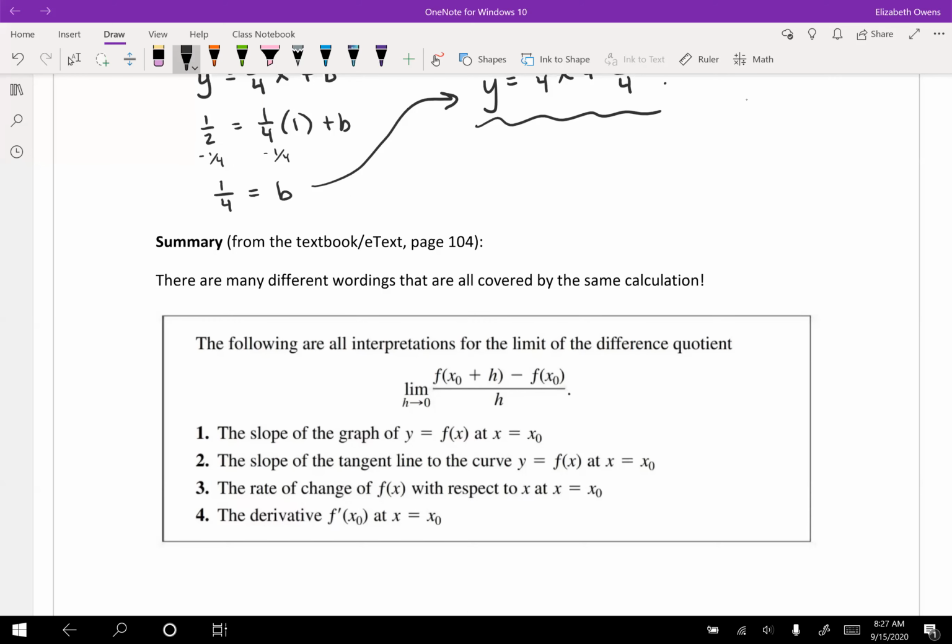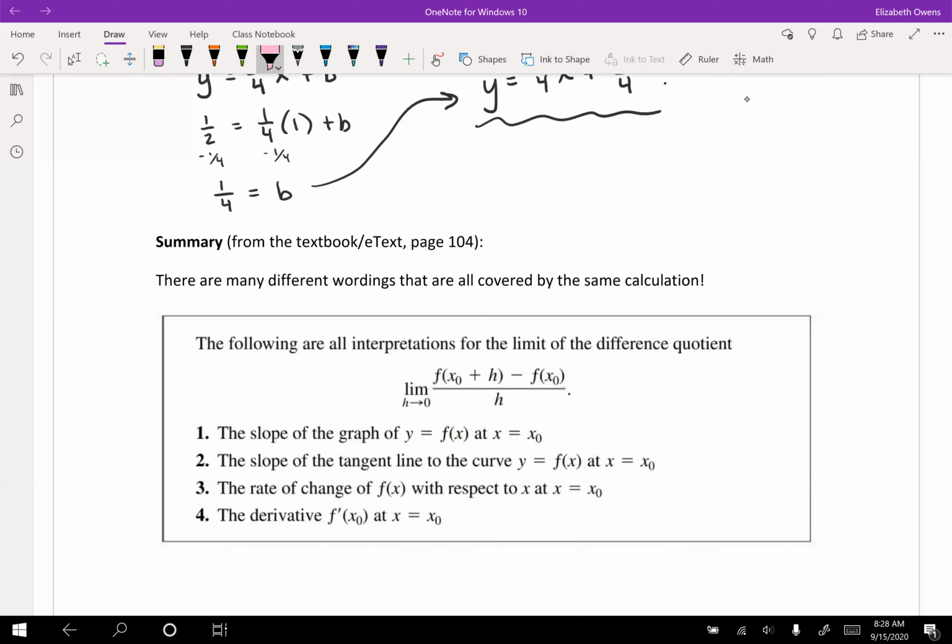For the last video in section 3.1, I wanted to draw your attention to this nice little summary from the textbook or e-text. This is from page 104, but I thought they put it fairly nicely here. This is really hitting home this idea that the same calculation can cover some different wordings in calculus here.